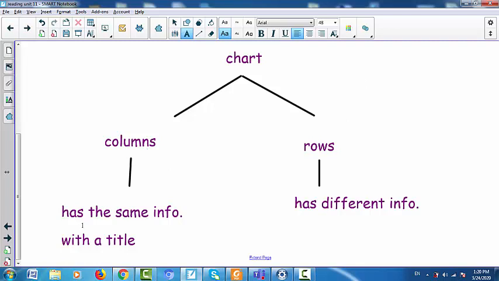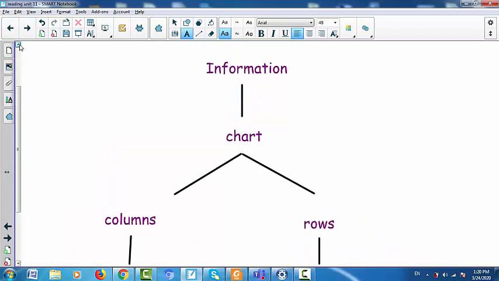The columns here have the same information with a title. For example, if they give a column a title like sport, they will mention all kinds of sport. But the rows اللي هي صفوف have different information. معلوماتها مختلفة. Why? Because we are in rows, في صف. فالصف بيكون كل مقطع منه تختلف المعلومة عن الأخرى. So this is the information text.